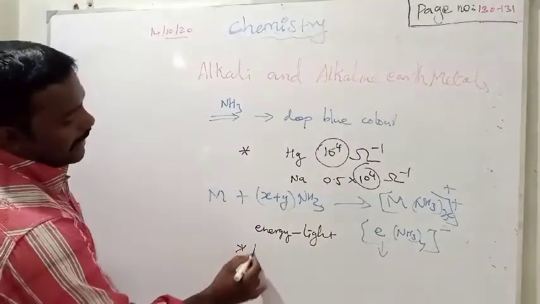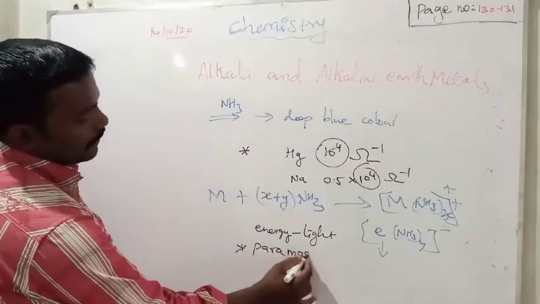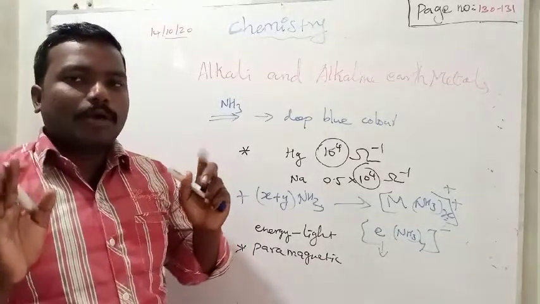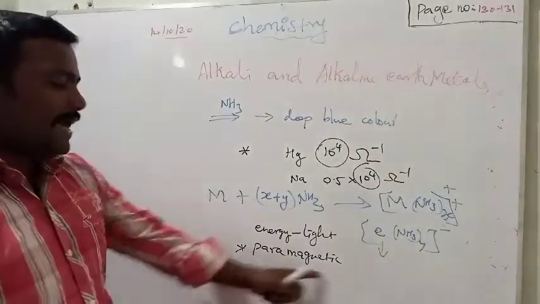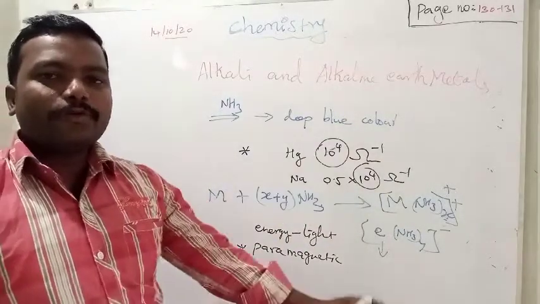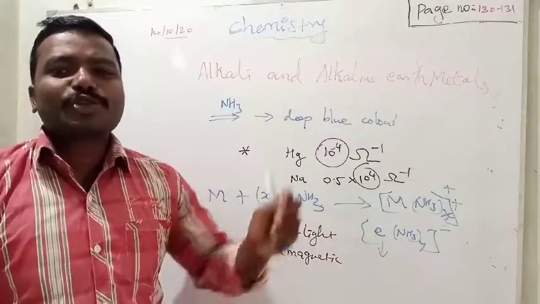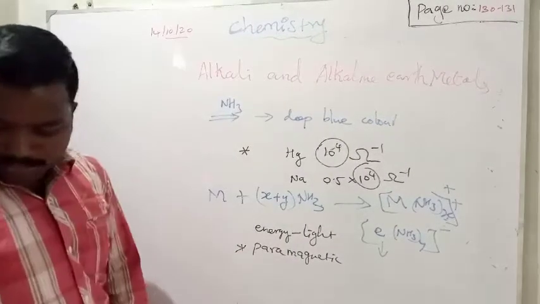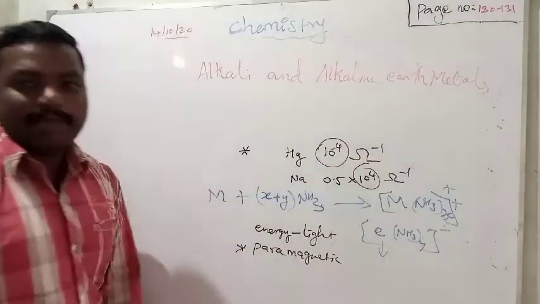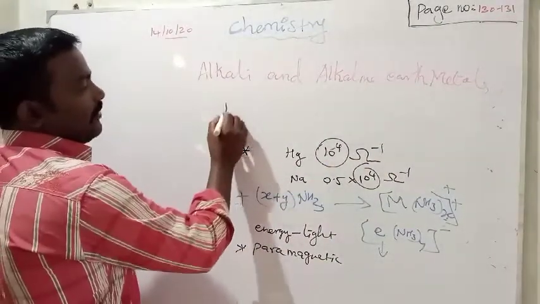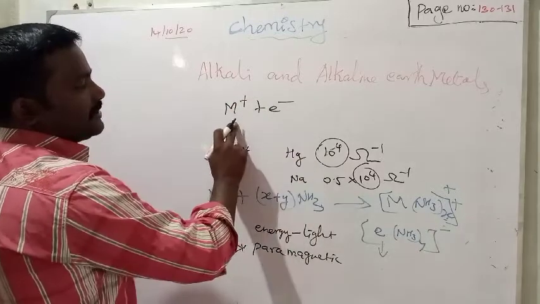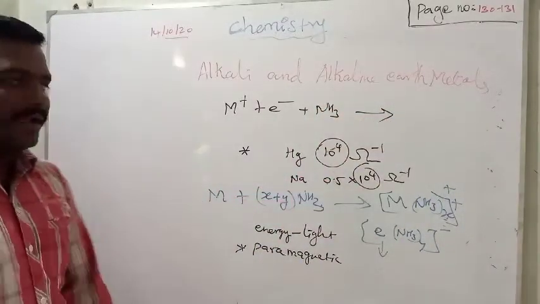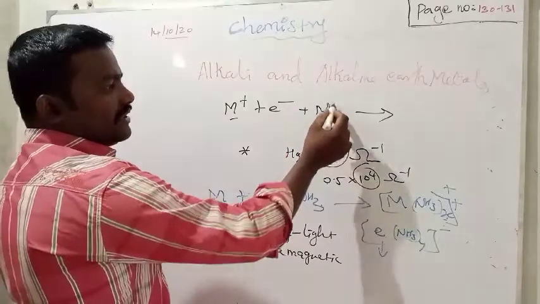Very important, right? See here, before absorbing, what will happen? It has paramagnetic character. What do you mean by paramagnetic character? If you have a single electron, or electrons are separate, we can say paramagnetic. But even if you keep the solution for some time, slowly it will give hydrogen. How will the hydrogen be produced? Electron is there, metal is there with ammonia. How will this solution give hydrogen?